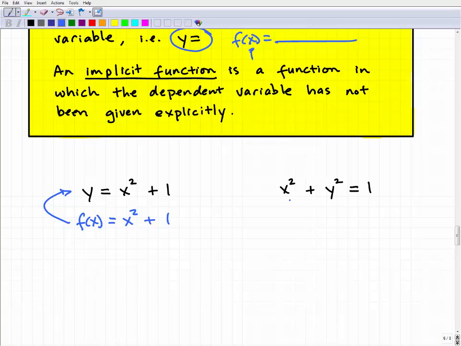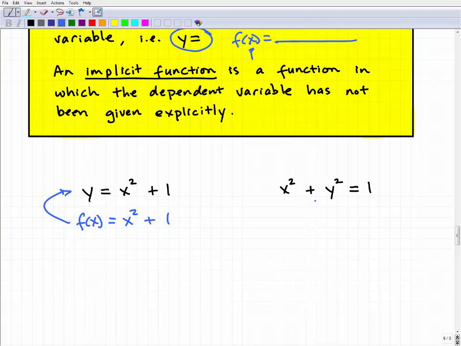Now, here I have a relation or a function that is not written where I have y equals. Okay, so this would be an example of an implicit function or relation, because oftentimes when things are written implicitly, you may not be able to write them as a strict function.